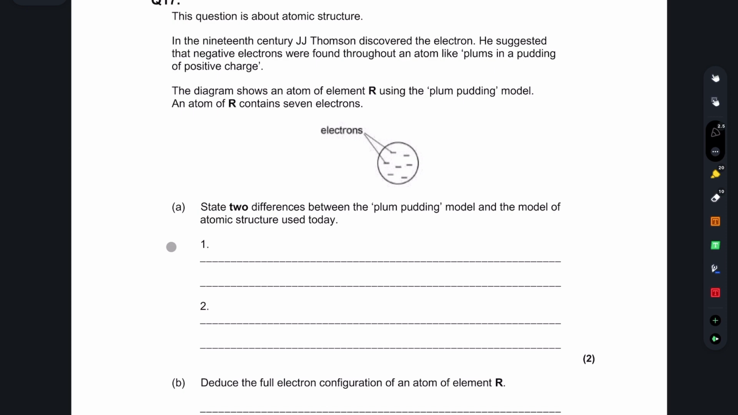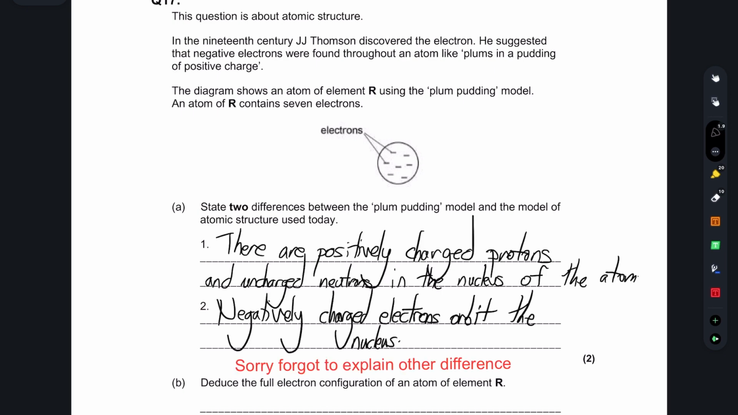So one difference would be that in today's model of the atom, we have positively charged protons and uncharged neutrons in the nucleus of the atom. Alright, so this is the answer to part A.